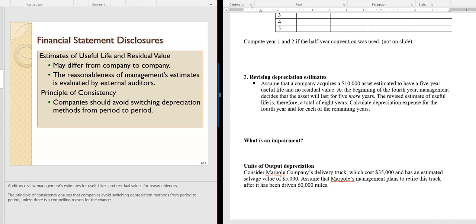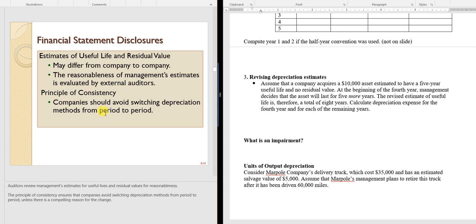All right, what do you have to disclose? You have to disclose how you prepare your useful life. You don't have to disclose the useful life and the residual value for each individual company. You just have to kind of state your general rule for how you determine them.